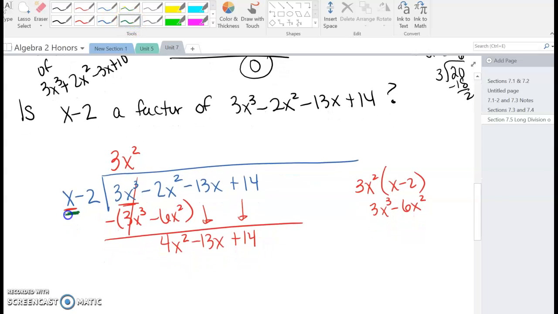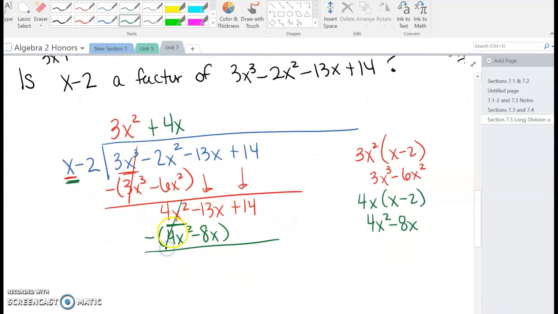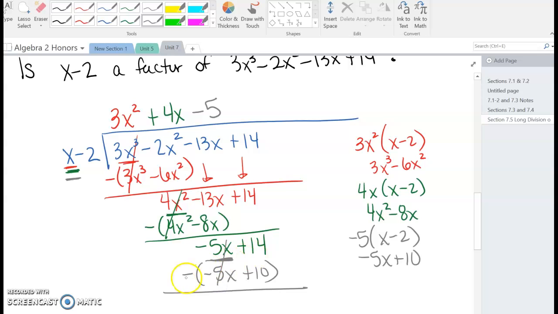Then I'm asking myself, how many times does x go into 4x squared? x times 4x is 4x squared. So 4x times the quantity x minus 2 is 4x squared minus 8x. I want to subtract that quantity, 4x squared minus 8x. And then I get negative 13 minus negative 8 is negative 5x plus 14. And then one more time, I'm going to ask myself, does x go into negative 5x negative 5 times? So negative 5 times x minus 2 gives me negative 5x plus 10. And so I'm going to subtract the quantity negative 5x plus 10. Negative 5 minus a negative 5 is 0. 14 minus 10 is 4.